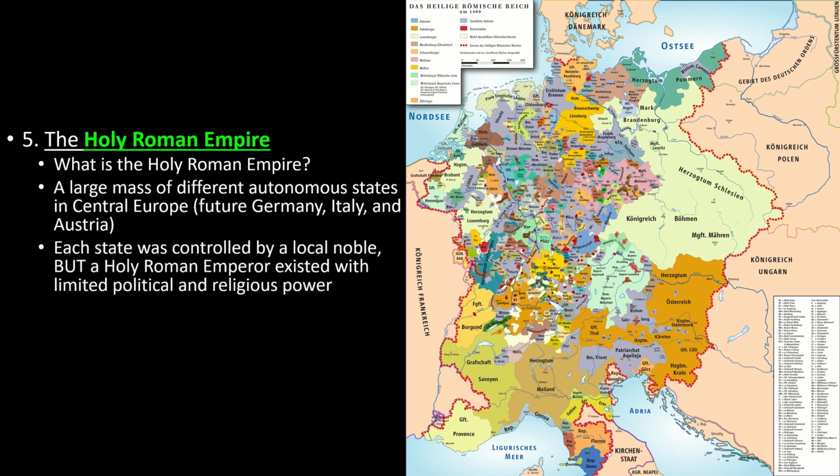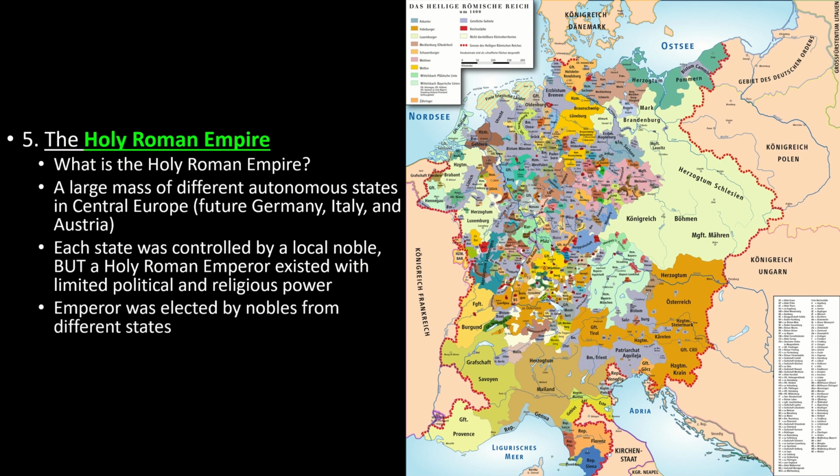Now, each state was controlled by a local noble, but there was this emperor called the Holy Roman Emperor, and they did exist, and they did have some political power, and they did have some religious power. Okay? So all of these states, and there's a lot of them, as you can see from the map, are kind of doing their own thing, but they all kind of acknowledge there is a Holy Roman Emperor. And the Holy Roman Emperor comes from a family called the Habsburgs. Remember that name. We're going to talk about them a lot later. But the Habsburgs are these powerful rulers of the Holy Roman Empire.